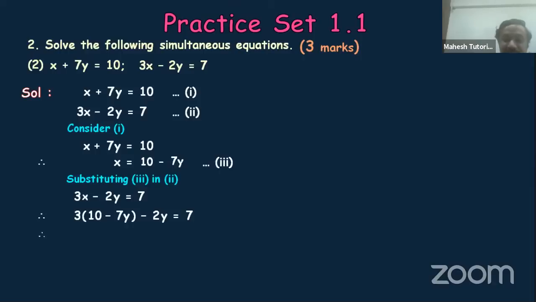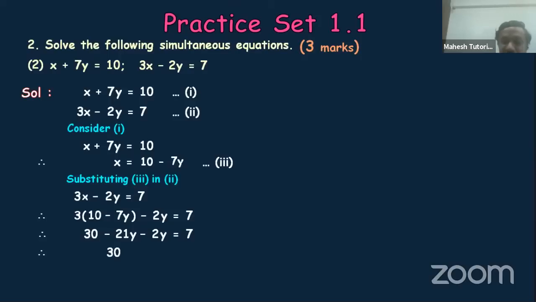Now this 3 is getting multiplied with the entire bracket. So if I open the bracket, in that case 3 into 10 will give me 30, keeping the minus sign as it is. 3 into 7 will give me how much? 21. So that would be minus 21y. Rest everything as it is. Minus 2y is equal to 7. Keeping 30 as it is.